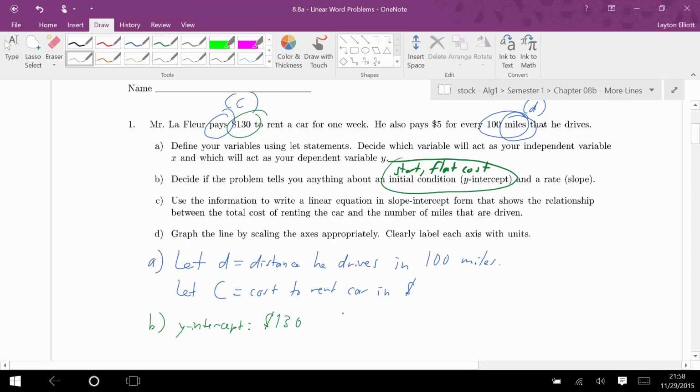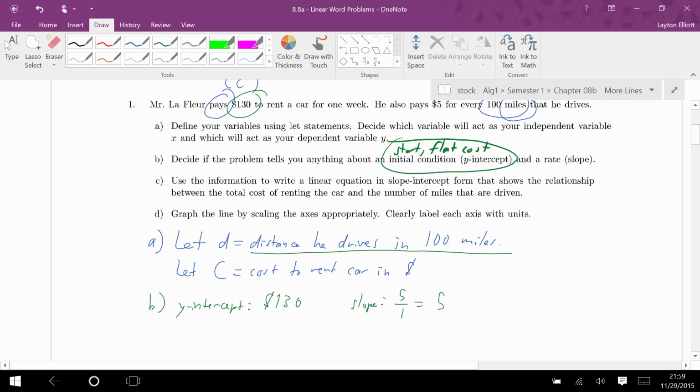Well, that's $5, so that rate, or that slope, would be 5 over 100, but I did the d in distance in 100, so it's just 5 over 1. $5 to every 100 miles. So my slope is just 5.